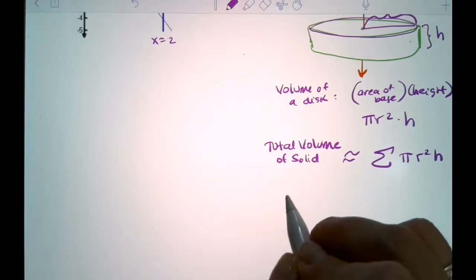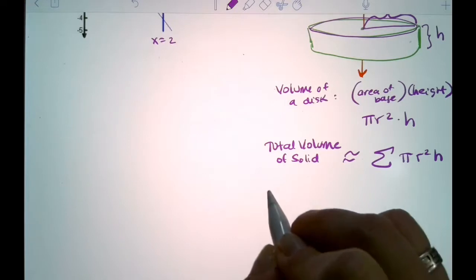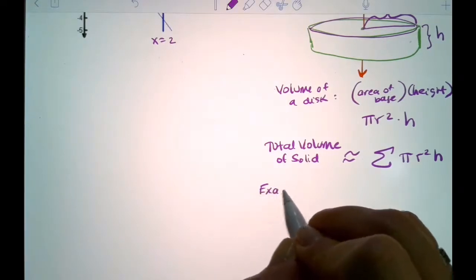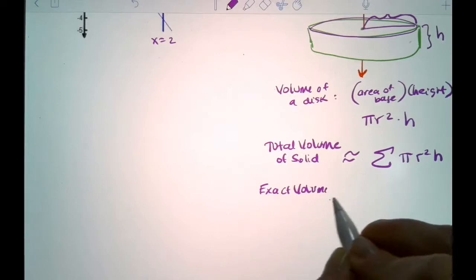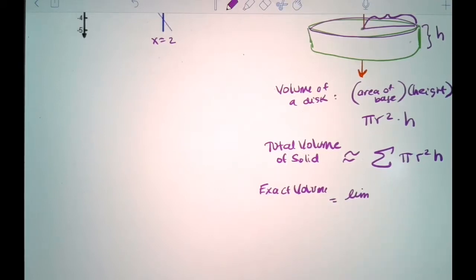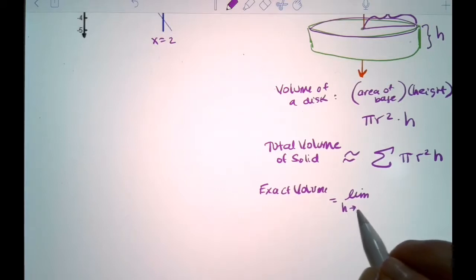So if I want to do that, then what I would like to do is make sure that the height of that cylinder is really, really small, that height is going to go to 0. So I'm going to say that.